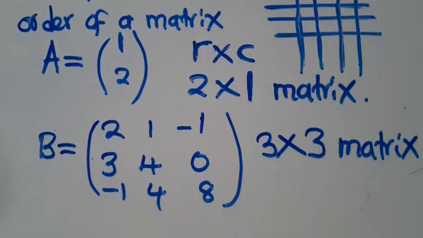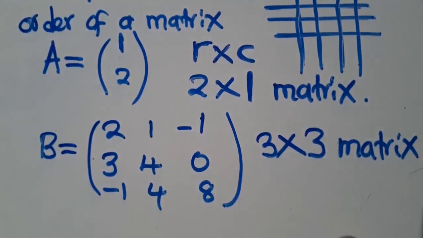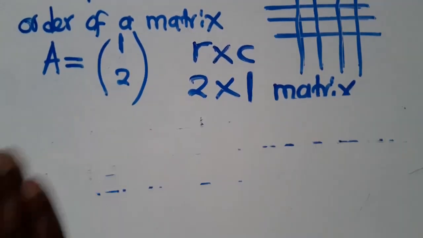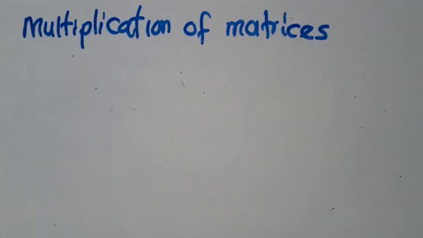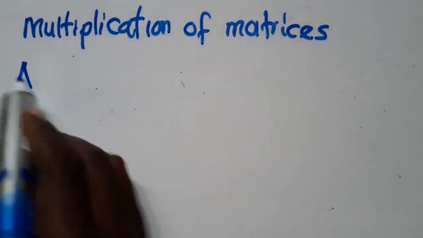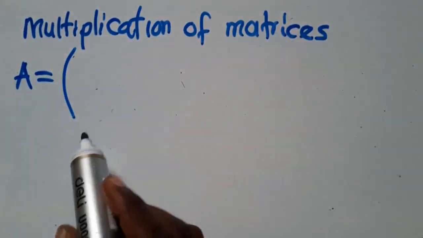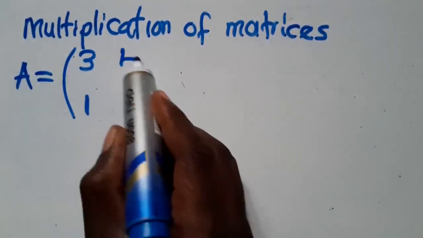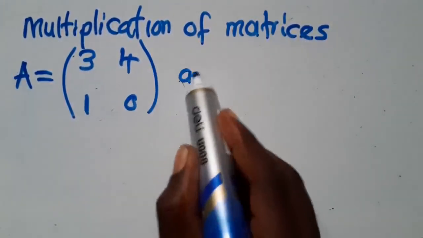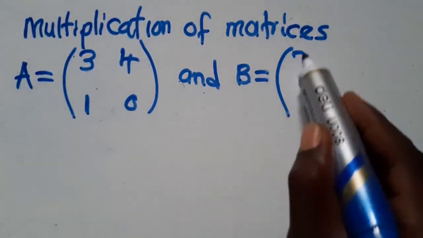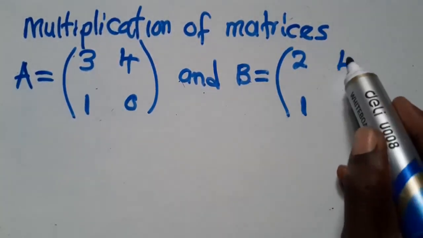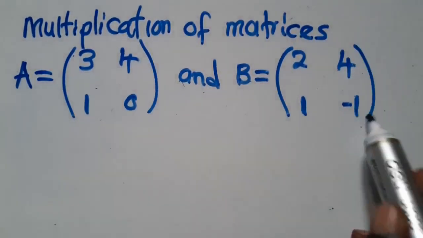Now, how do you get to multiply a matrices? Let's say you are given two matrices. Let me put an example here. Today's work is very simple, seeing that it's Friday. Let's say you are given A, you are told that A is equal to 3, 1, 4, 0 and B is equal to 2, 1, 4, negative 1. That's what you are given.